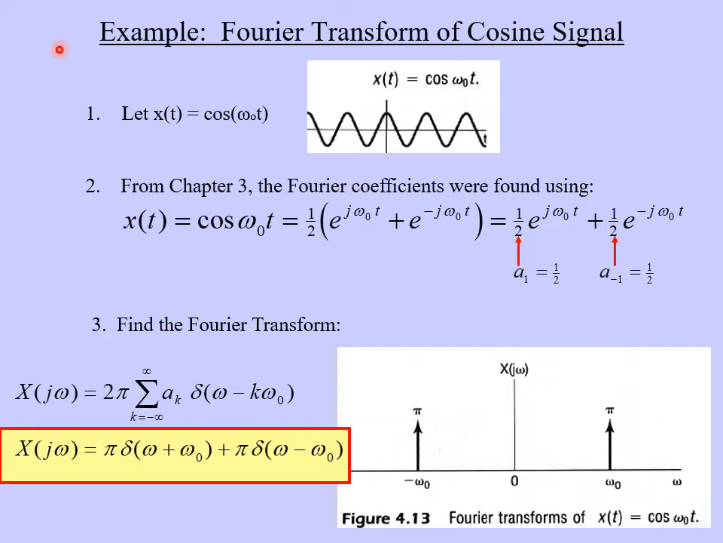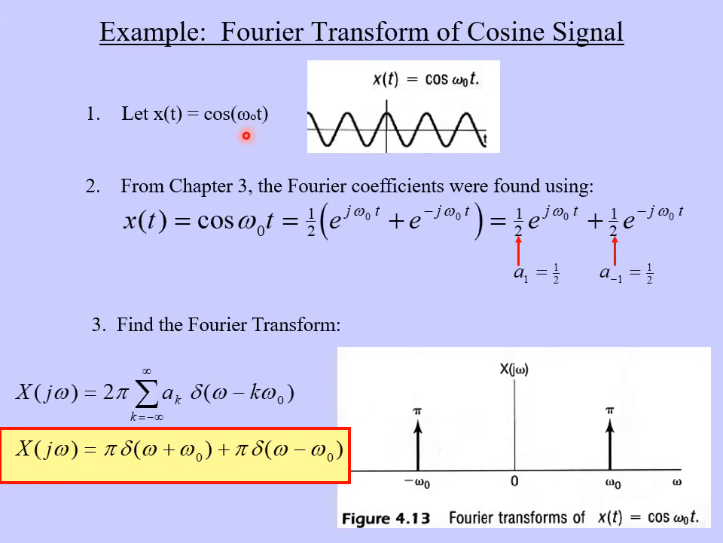Let's look at another example here. This is one for a cosine signal. So this is going to be one that is very important. It's going to show up quite a bit in the course. So let's let our signal x of t be just a basic cosine function. Cosine of omega naught t looks something like this. Omega naught is obviously the frequency of the cosine function.